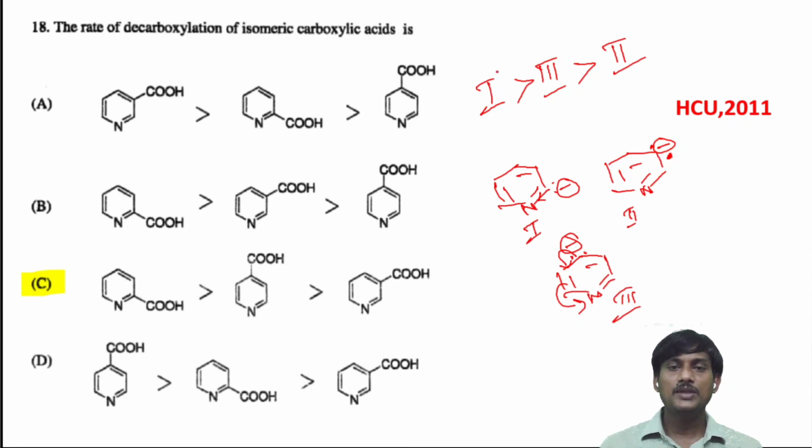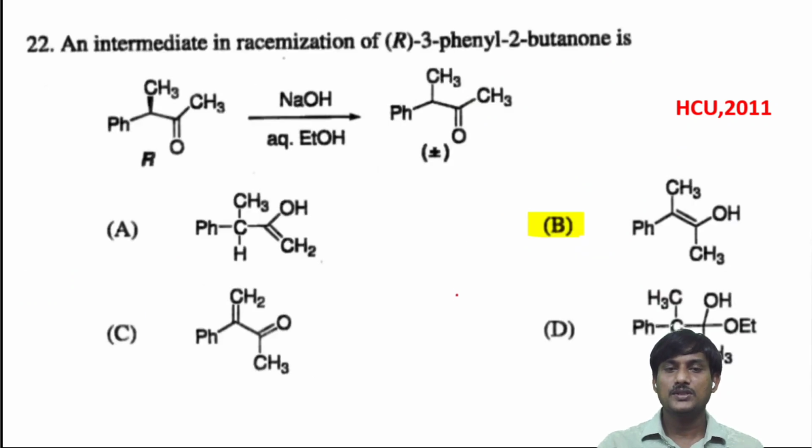So the order will be: the carboxylic acid which is attached at the second position has the most decarboxylation. Next one is the fourth position. Next one is the third position.